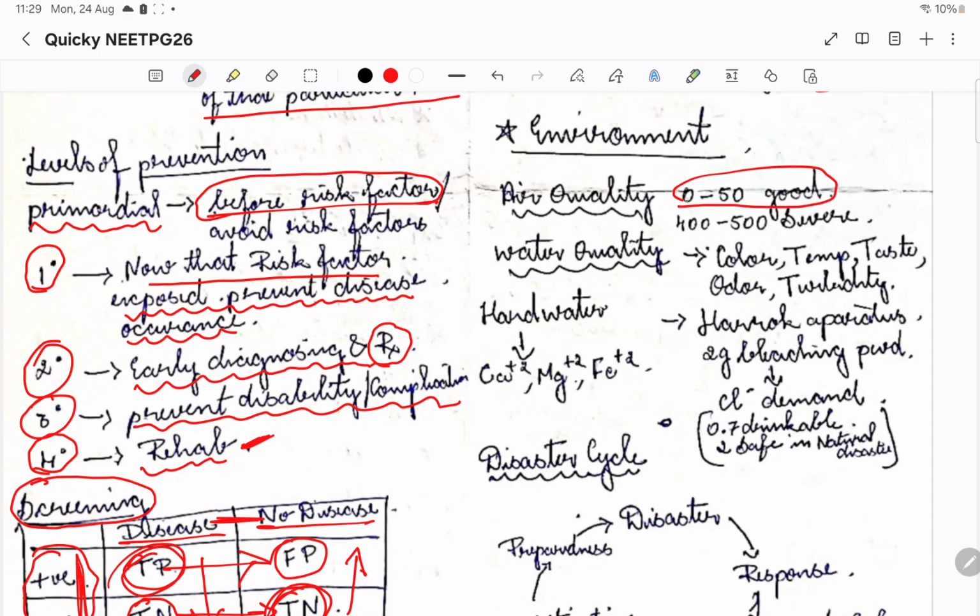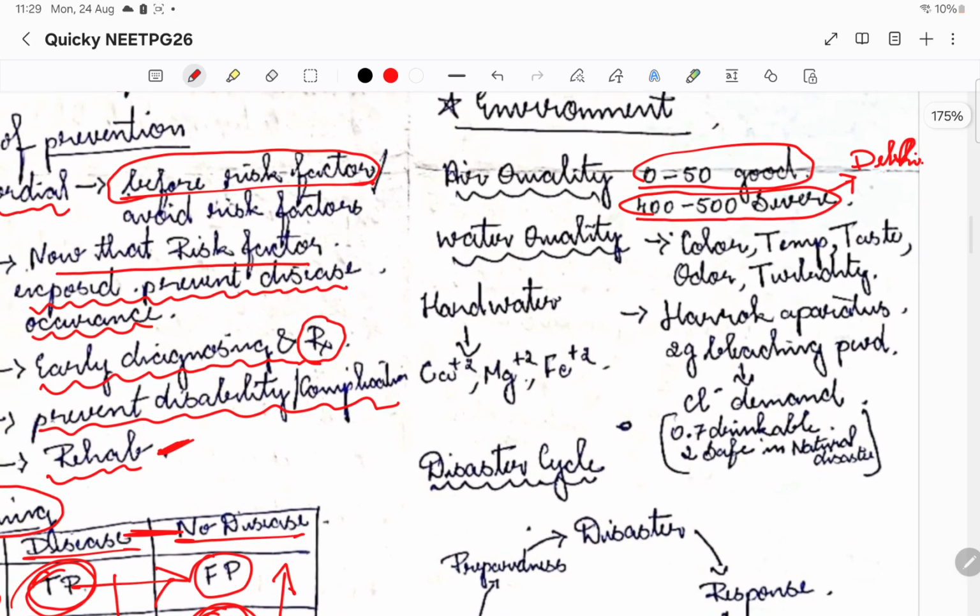Then coming to environmental studies, the two values that I want you to remember are 0 to 50 is good, whereas 400 to 500 is severe. Delhi NCR has already reached severe status. So Delhi has reached severe status. Good was 0 to 50.